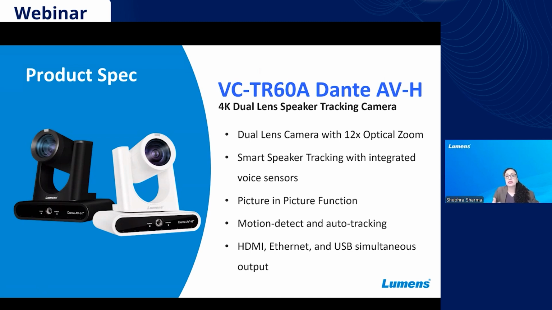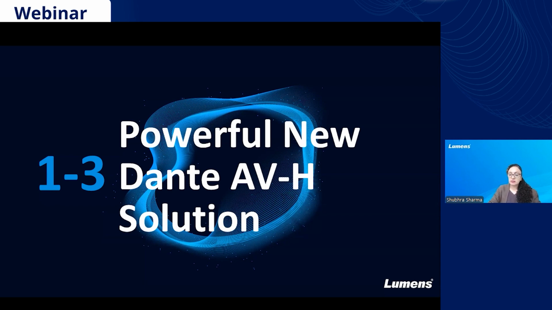The second category in the Dante series that Lumens has come up with is the TR60A. I know you are all very much aware of the VC-TR60A, which is a voice tracking 12x true 4K camera. Here Lumens will keep two parallel models, one without Dante and one with Dante. We would discuss this model later as well, as there are many exciting features we would like to update you on. By next month it would even be Teams certified. A powerful new Dante AV-H solution.